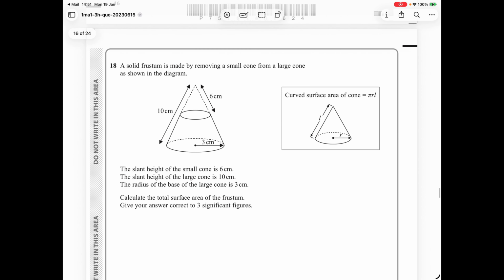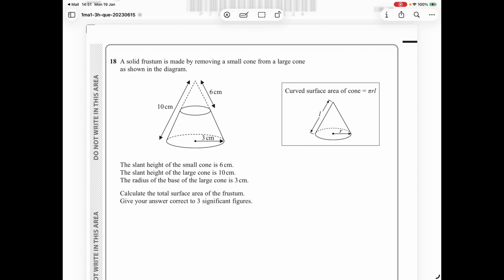And now let's just do frustums. A solid frustum is made by removing a small cone from a large cone. Okay. The slant height of the small cone is 6, the slant height of the large cone is 10, and the radius of the base is 3. Calculate the total surface area of the frustum. So we could do the total surface area of the big cone. So big cone, surface area equals pi r l, and that's pi times 3 times 10, so that's 30 pi.